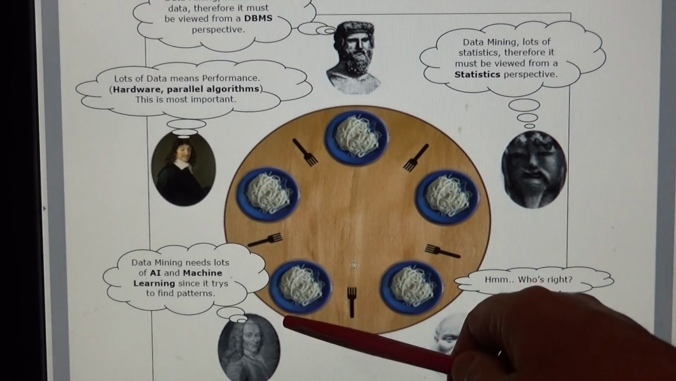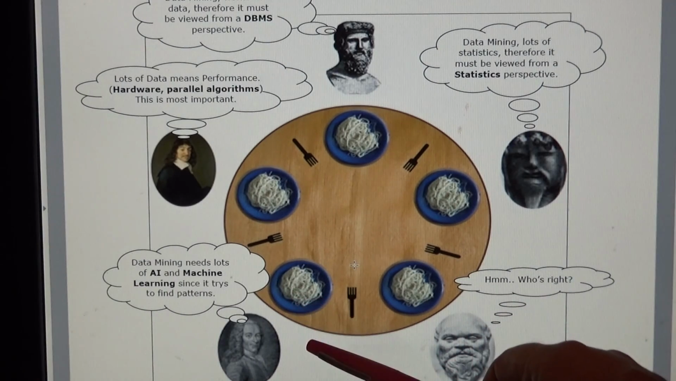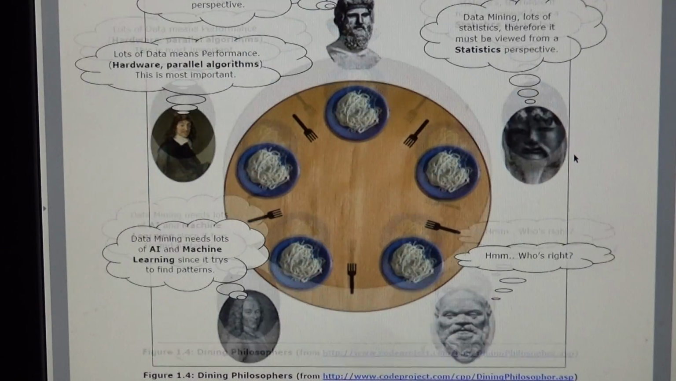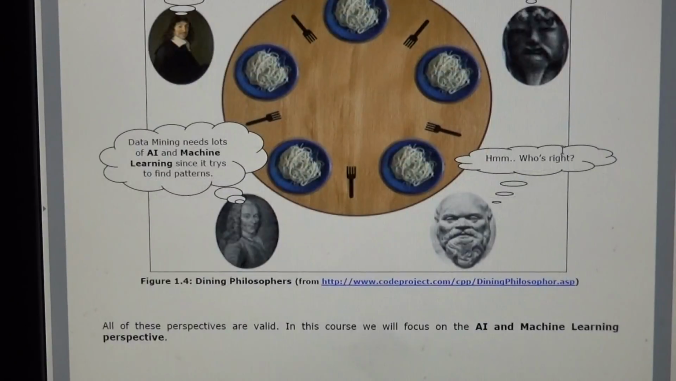And then this philosopher says it needs lots of AI machine learning since it tries to find patterns. Well, then the question, which perspective is correct? And there's no real correct or incorrect answer. It's a matter that you can assume one of those different perspectives. We'll be focused more on the AI machine learning perspective in this class. But we'll also look at statistics here and there.